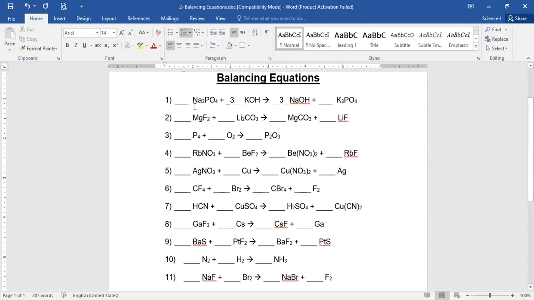So let's see here. 3 sodium, 3 sodium. 1 P, 1 P. 4 oxygen, and here we have 3. That means total 7 oxygens. Yes or no? On that side, 4 and 3, so they are 7. Here we have 3 and 4, so they are 7. Here we have 3 K, and here we have 3 K. Here we have 3 hydrogen, and here we have 3 hydrogen. So overall, that is balanced.